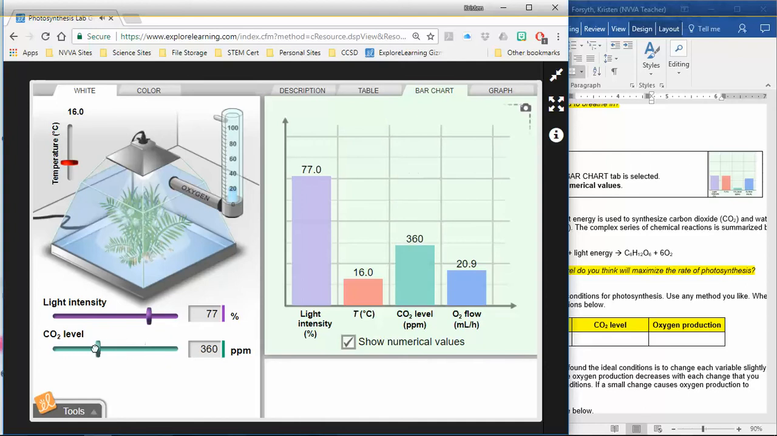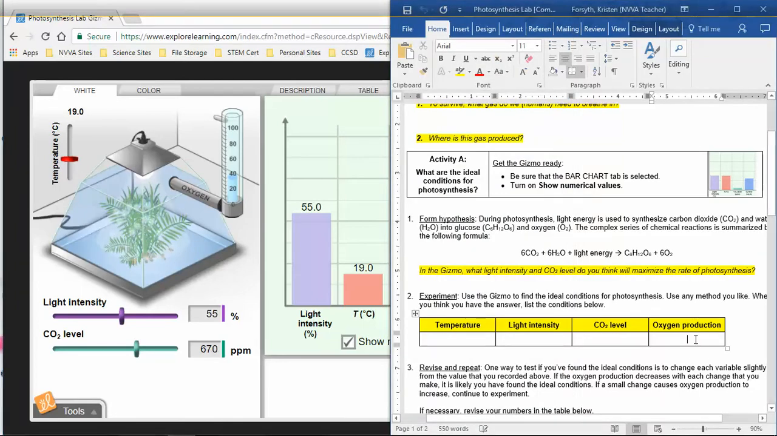And you can see as we move those, the bar charts are going to be changing. So this is the green one you can see represents our carbon dioxide. Purple is going to be your light intensity. Red is temperature. And then blue is your oxygen flow. Now, oxygen flow is the production. It's being produced. That's an output in our equation. So that's going to be over here in this chart.